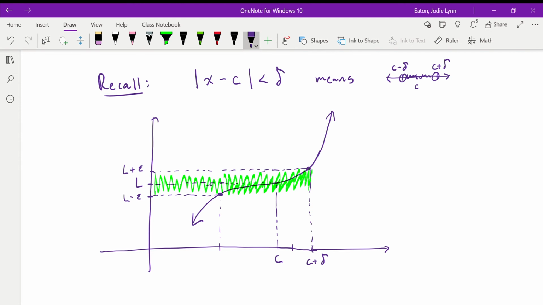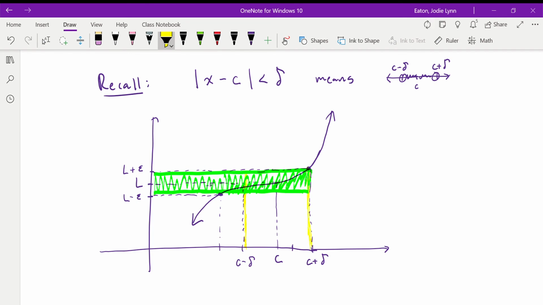So here we have C and C plus delta. And on the other side, we're going to try to make about the same distance and get a C minus delta. And we can see that our y values here are clearly within that green range. They have to be right in between there. So all of our y values within delta of C are really clearly within the green. And that's what we want.